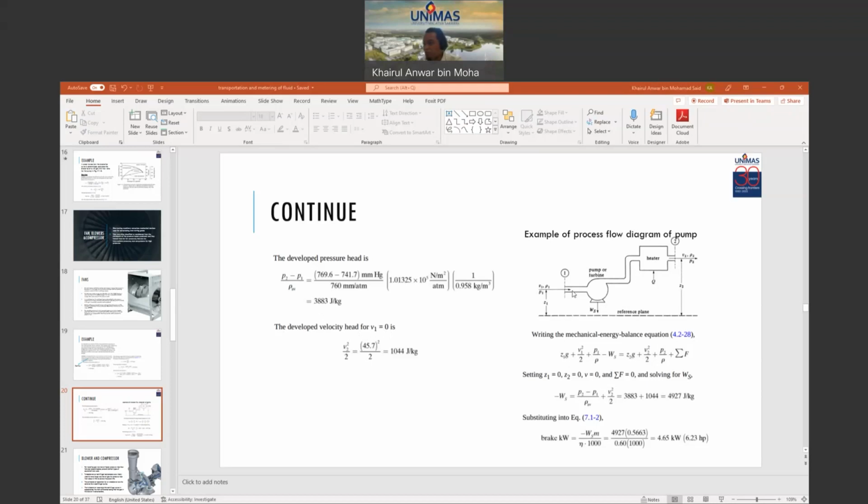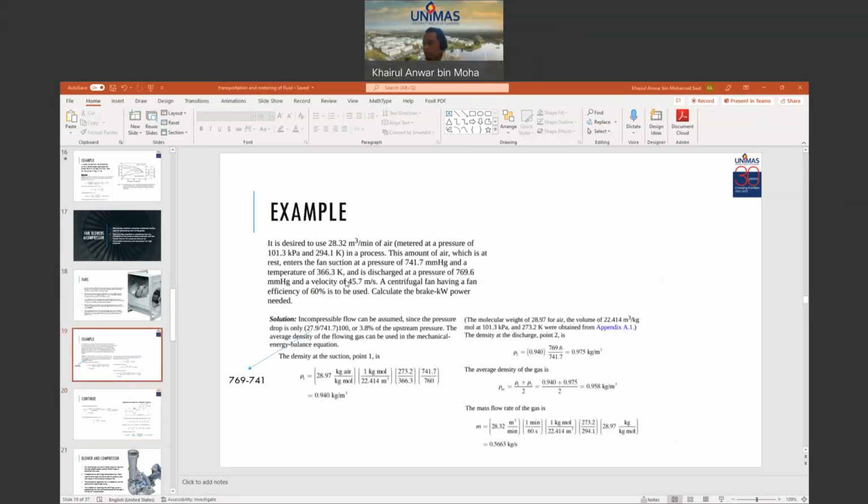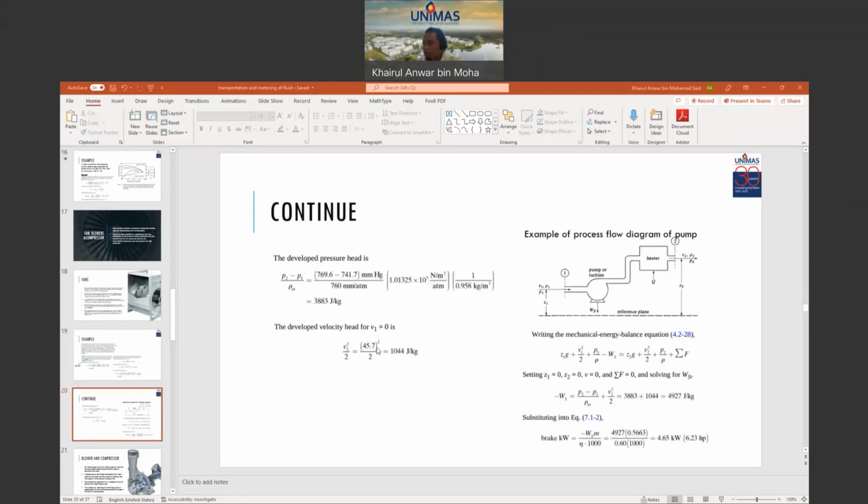The developed velocity head for V1 is 0. But for V2, although this is a problem for a fan, the mechanical energy balance equation is derived from a pump. So V2, the velocity at point 2, squared over 2, 45.7 given in the question, the power of 2 over 2, is 1044 joule per kilogram.